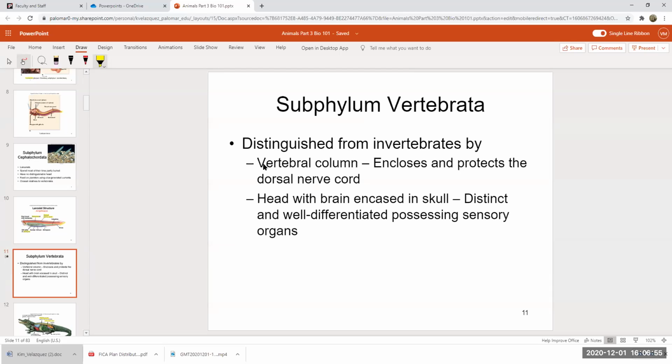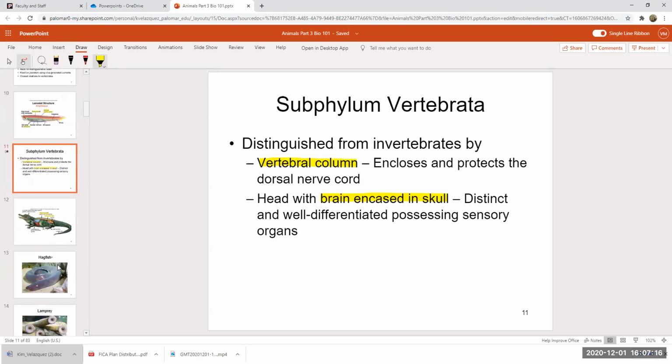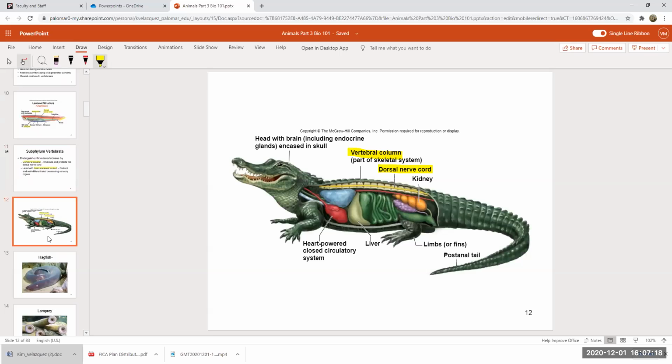The vertebrates are unique in that they have a vertebral column that encloses the dorsal nerve cord. So our spinal cord is enclosed in our vertebral column. They also have the brain encased in the skull. And the head is really where all of the sensory information is processed. So this shows vertebral column surrounding that dorsal nerve cord.